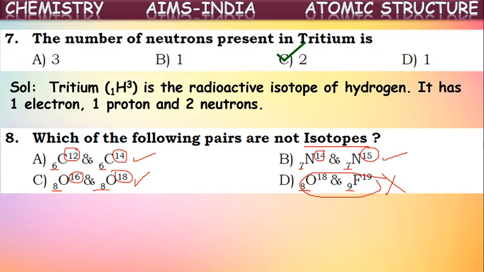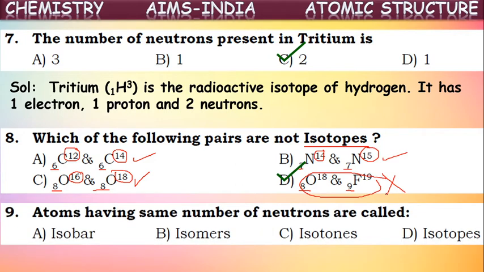What they're asking in the question is, which of the following pairs are not isotopes? So these two will not come under isotopes or isotopic pair. Okay. Next one. Atoms having same number of neutrons are called... What are they called if they have same number of neutrons? The atoms with the same number of neutrons but different atomic numbers and mass numbers are called isotones.